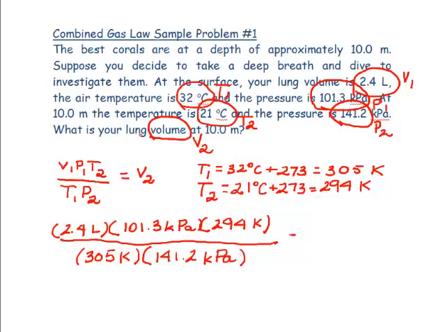And all of this is equal to V2. And when I do my calculator work, I come out with V2 equals 1.66 liters. And that's a volume, liters, because all my other units have canceled out. And it's already in scientific notation. That reflects 3 significant figures. So I'm done with this first combined gas law sample problem.